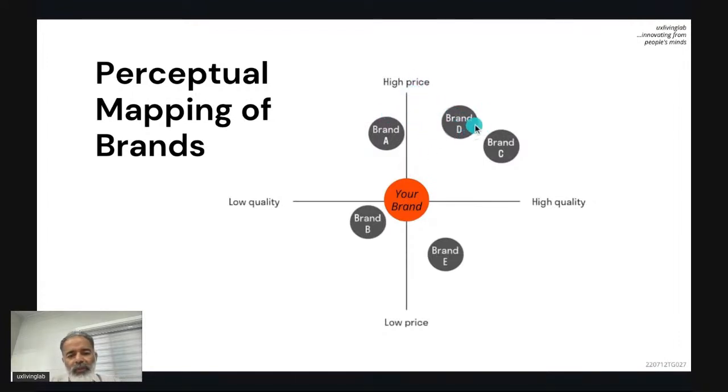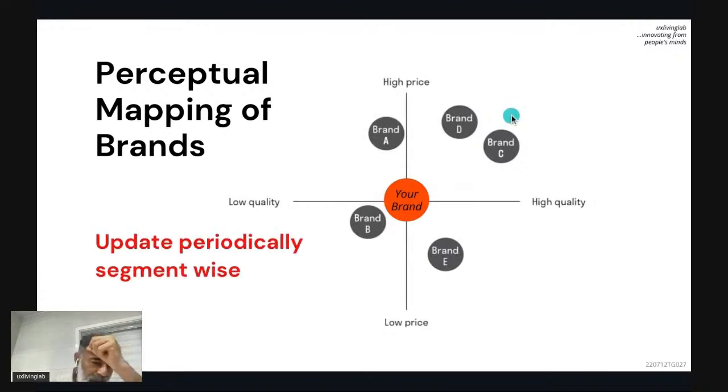So think about this: brand A is priced higher than your brand, but is a little bit lower in quality. What about brand B? That is low quality as well as low price. What about brand C? That is high quality and high price. Then D is also more high quality and high price. Then E, like that. So you can easily conclude who is your closest competitor in that region, in that segment. You have to keep these updated periodically, segment wise.